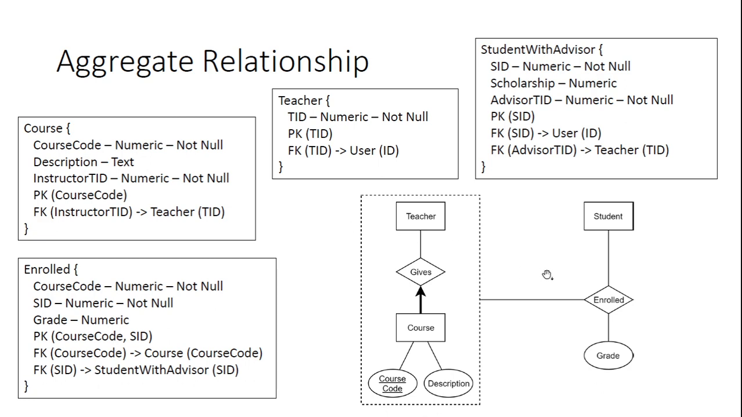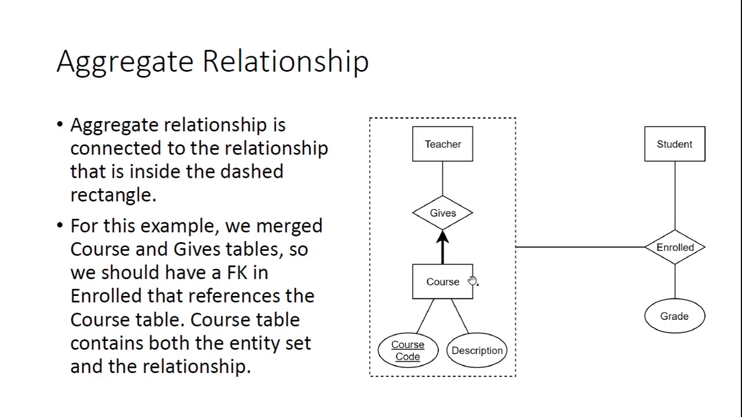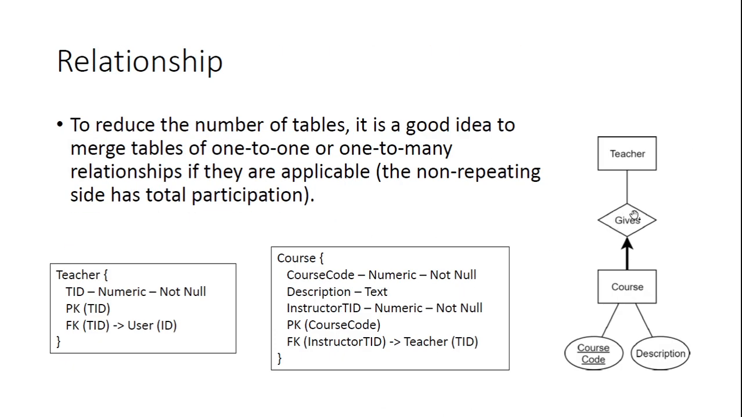So there was a question, if you left early, asking why Enrolled is not connected through a teacher's ID. And if you remember, in our gives relationship, not every teacher is going to teach a course, but for every course there should be a teacher that is teaching that course. Because of that, we decided to reduce the number of tables to also enforce total participation through the design of our tables. We decided to combine the relationship gives with the entity set course. Because of that, this relationship gives is actually contained in our course table.